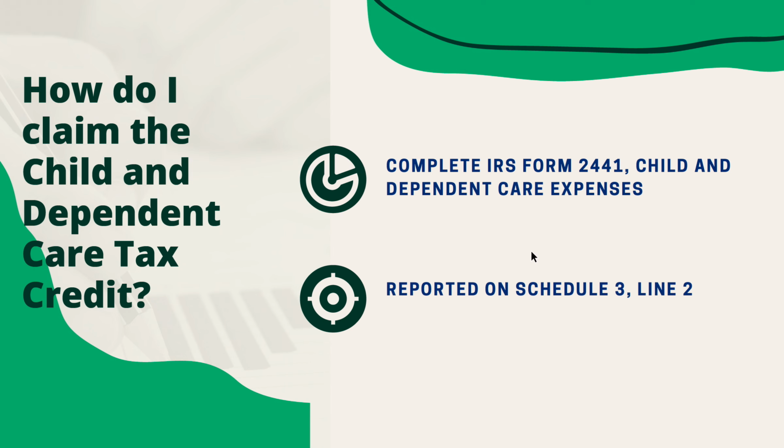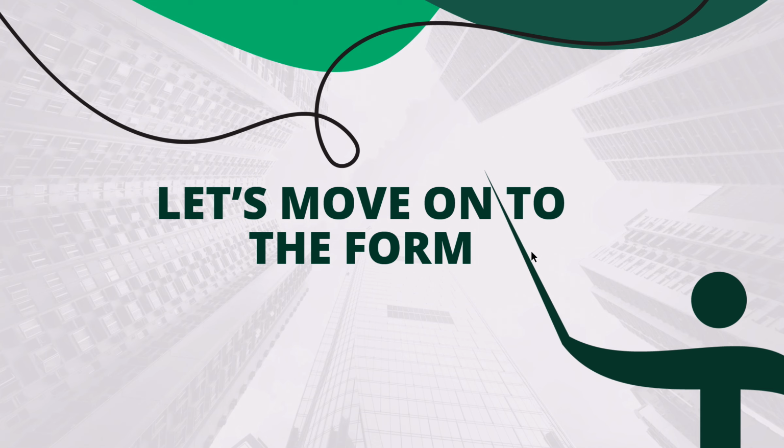To claim the Child and Dependent Care Tax Credit, you would complete IRS Form 2441. That's the Child and Dependent Care Expenses tax form. Once you complete the calculation, you would then report it on Schedule 3, line 2 of your tax return. Now we're going to move on to the form.